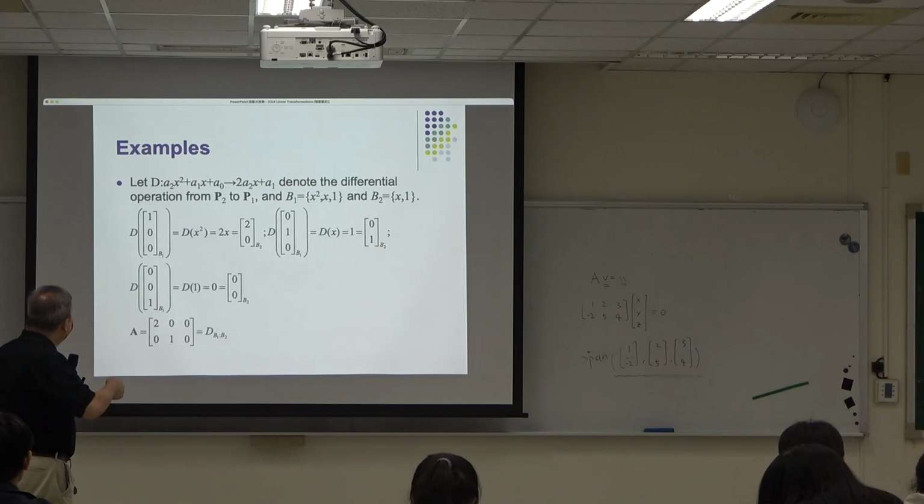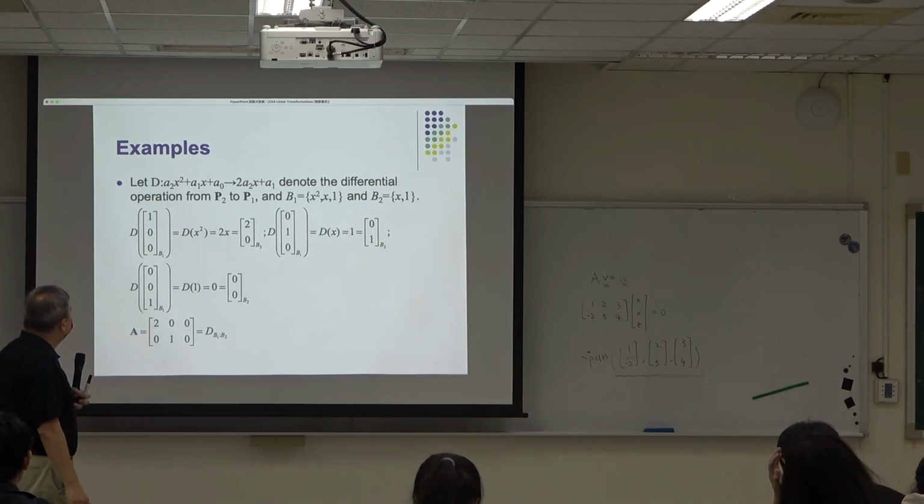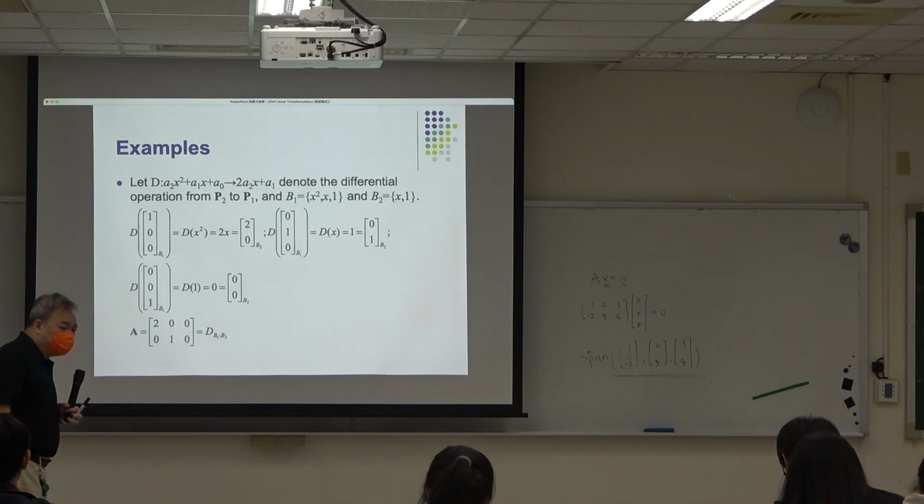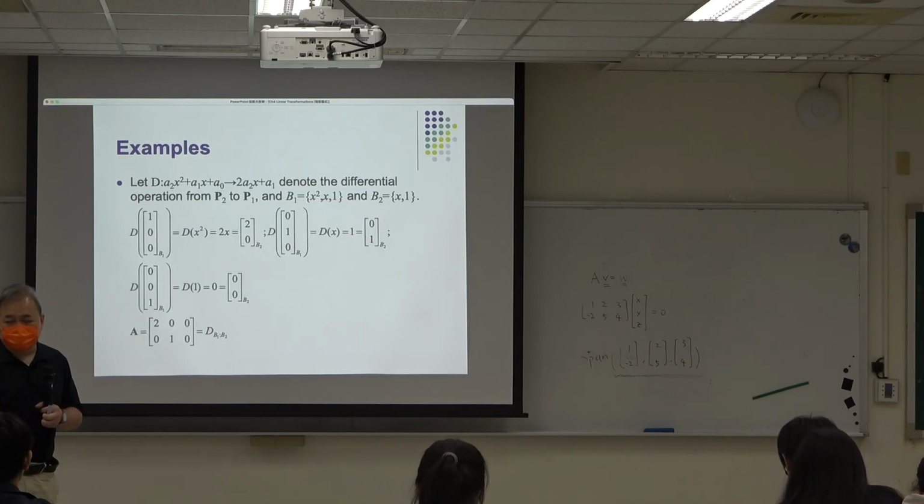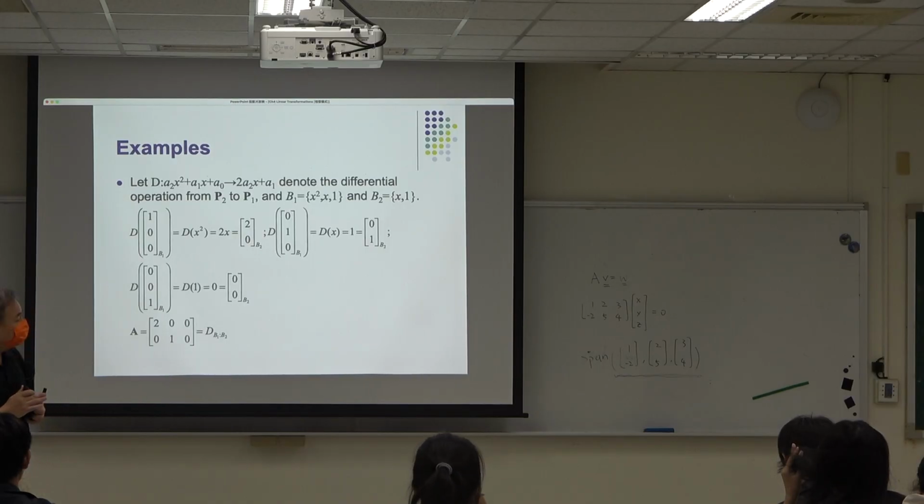A2 x squared plus A1 x plus A0 is mapped to 2a2x plus a1. So this is obviously a differential operation from P2 to P1, right? This is differential operation. I mean, you know how to do a differentiation, right?